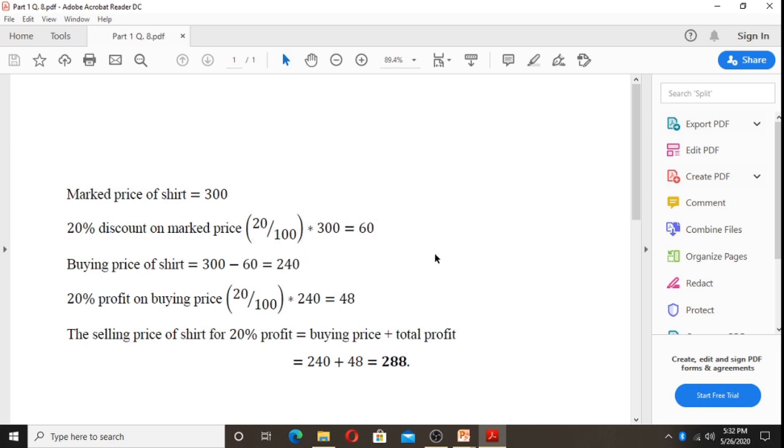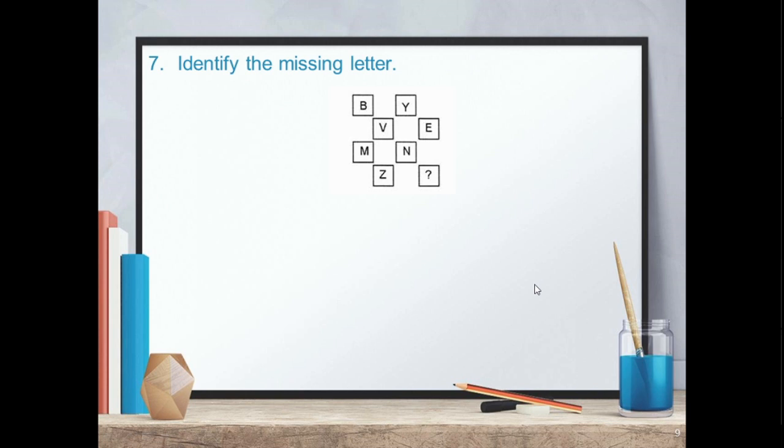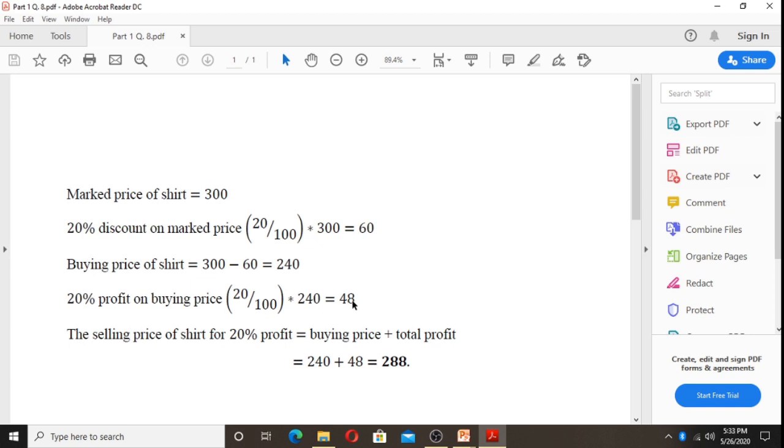And therefore the cost price of that shirt is 300 minus 60, that is 240. On cost price, as he got 20% profit, the total profit on that shirt will be 20 upon 100 into 240, that is 48 rupees. With that profit 48 and the buying price or cost price 240, the selling price of that shirt will be cost price plus total profit, that is 240 plus 48, and therefore it will be rupees 288.